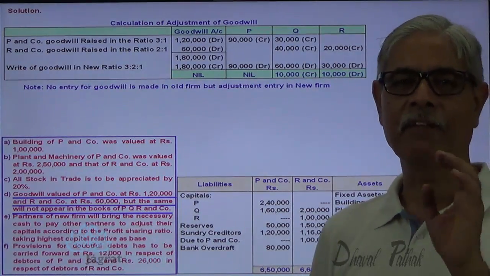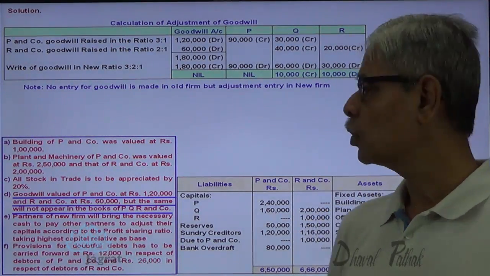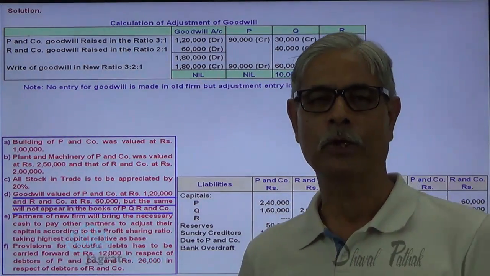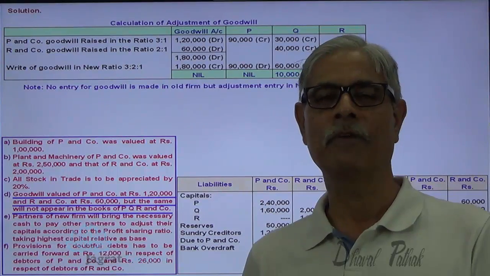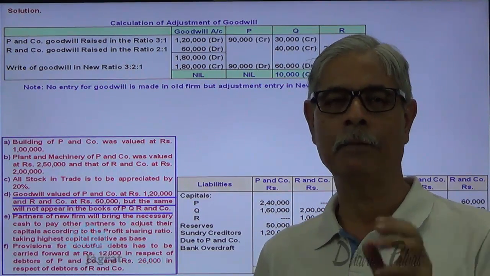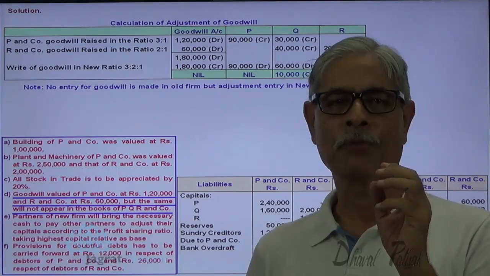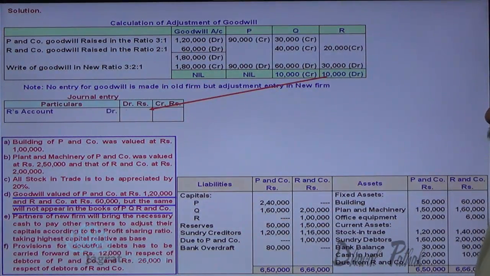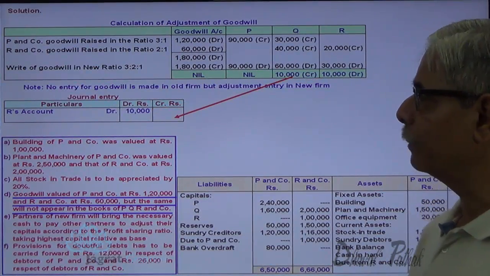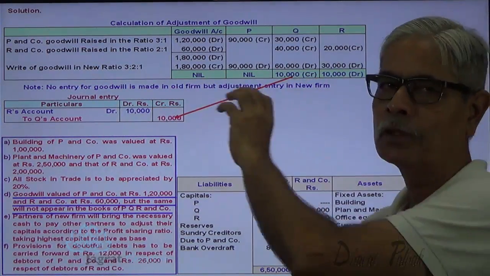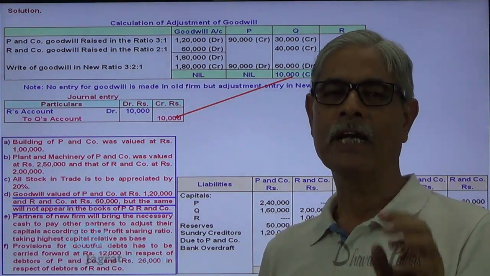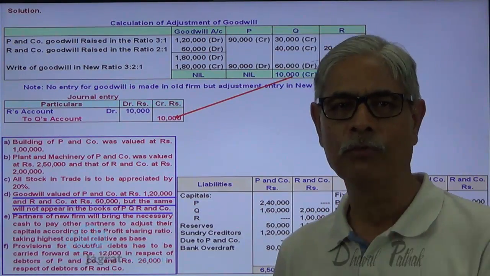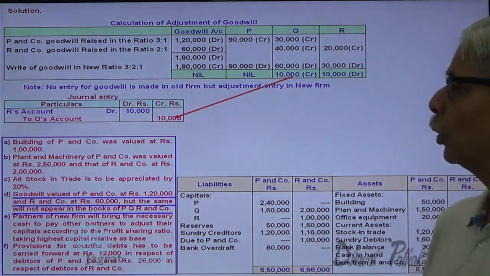No goodwill accounting will be made in the vendor firms. So P company and R company will not go for any accounting of goodwill when they close their books of accounts, but this adjustment entry will appear in the firm after amalgamation. So what is the entry for that? The entry to be recorded is R's capital account debit, to Q's capital account credit. This entry will be recorded for adjustment of goodwill to the capital accounts of the partners. This entry will be recorded by the new firm after amalgamation of both the firms.